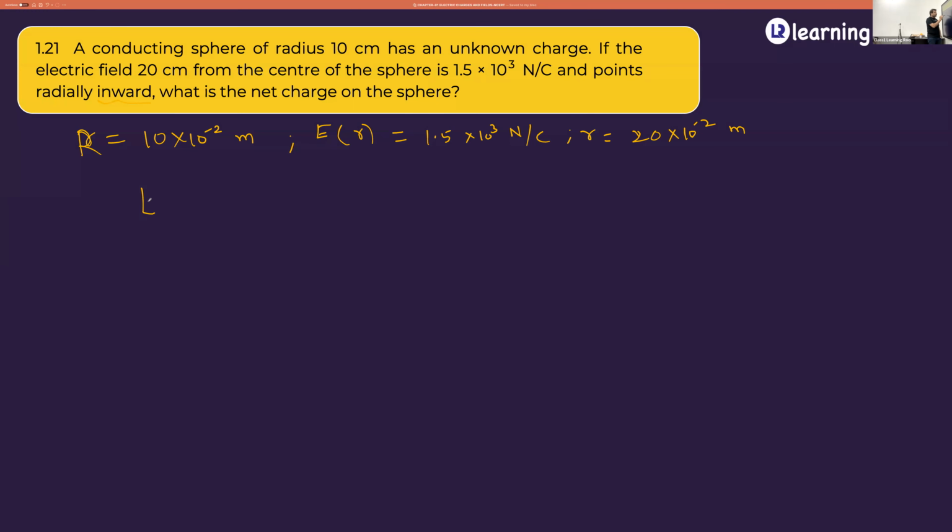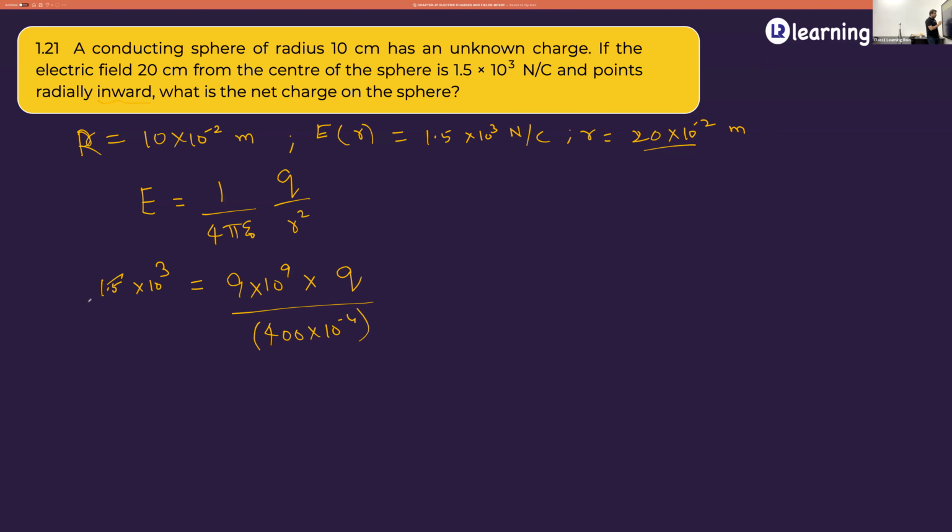We know that the electric field due to a conducting sphere is 1 divided by 4 pi epsilon naught into Q divided by R square. We have derived this already. So it is going to be 9 into 10 power 9 into the value of charge, which we need to find, the whole divided by R square. R is 20 into 10 power minus 2, so R square is 400 into 10 power minus 4. And the value of electric field here is 1.5 into 10 power 3. 1.5 will cancel this 6 times, so this will go 6 times.